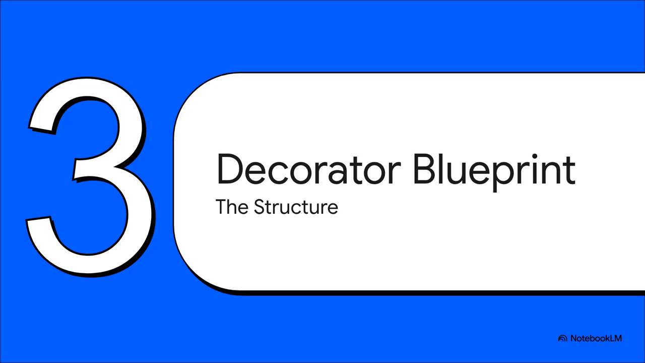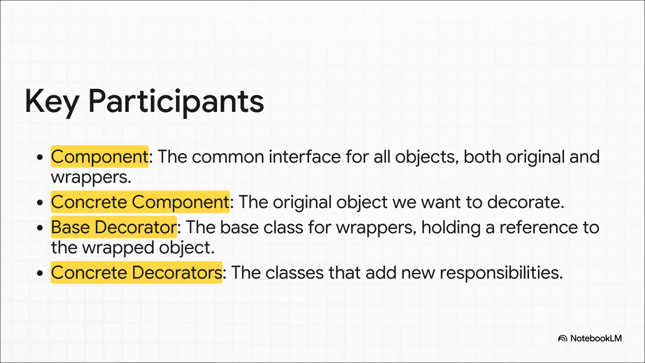Okay, so the analogy makes sense. But how do we actually build this thing in our code? Let's take a look at the technical blueprint. It's really just a few key pieces working together. So let's break down the players here. First, you have the component. Think of this as the abstract idea of a person who can wear things. It's the common interface they all share. The concrete component is the actual person you're starting with.